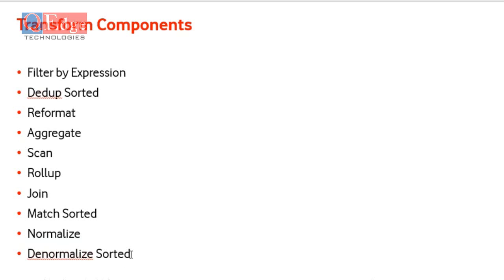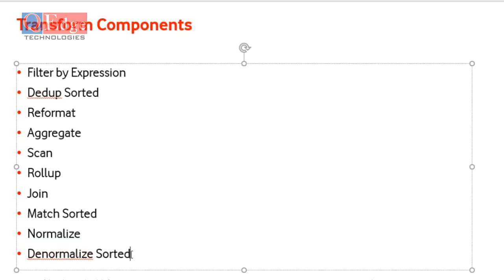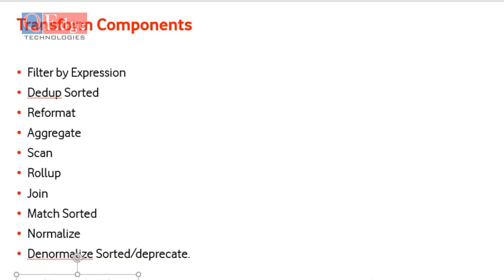So this is the denormalize sorted. This is an outdated one, this is deprecated. But instead we have the rollup component. You can achieve this using that component, there is a function, and using that function you can achieve this. This is a deprecated component, so nobody uses it. Okay.